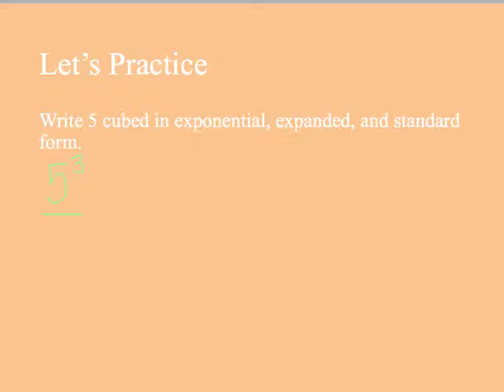Now to write this out in expanded form, I need to use my base, which is 5, and multiply it together this many times, so 3 times. So I'm going to go ahead and write that, and you should be writing this too in your math notebook. So I have 5 times 5 times 5. There's my expanded form. So far I've got 2 of my forms down, and the last one I need to figure out is my standard form, which is the answer to this multiplication problem.